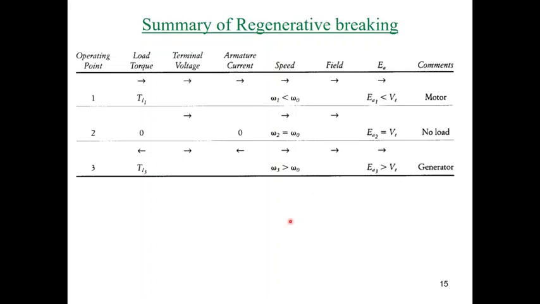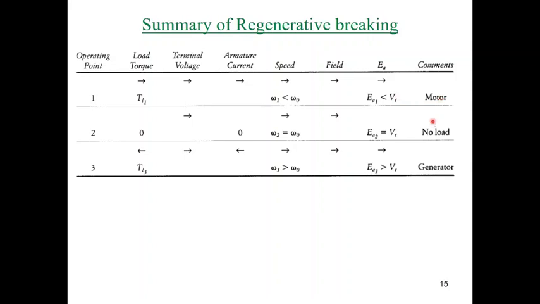We can summarize the regenerative braking in this diagram or this table. For the operating points 1, 2, and 3, first for point 1, which is motoring mode, the torque load is positive. The terminal voltage for all of the time will be positive. The armature current for point 1 is positive. The speed is positive and less than the no-load speed. The field is positive all of the time and we have no control on the field. The armature voltage is positive and it's lower than the terminal voltage of the machine. So this is the motor mode.